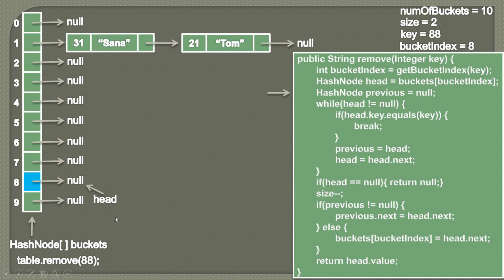We create previous and assign a null value to it. Here head is pointing to null, so this condition comes out to be false. And as head is equal to null, it means that size remains the same and the key is not present, so we simply return null.